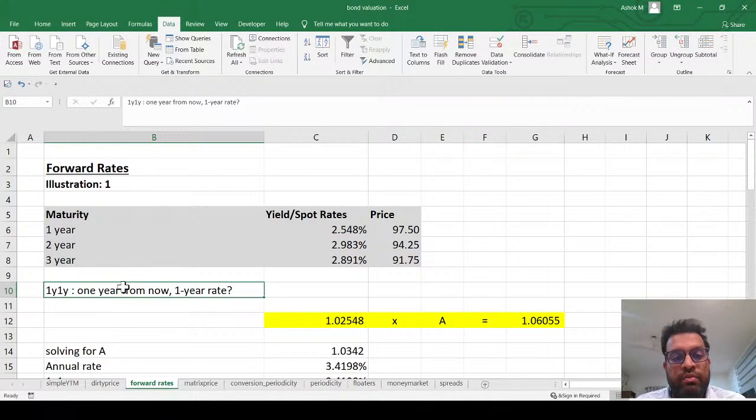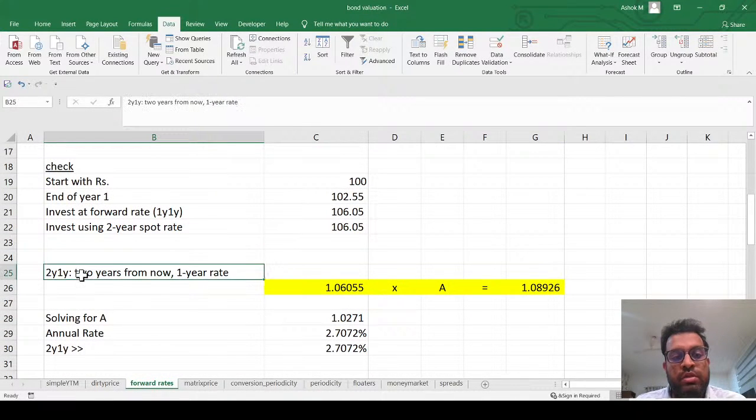Similarly, if you go down and see 2y, 1y, it means 2 years from now, what is the 1 year rate? So that 1 year applies from the second year to the third year. That contract you are agreeing today, for the second to third year, we will enter into a contract. You give me money or I give you money, but this will be the interest rate. Okay, that is the forward market principle. This forward rate is derived from forward markets.